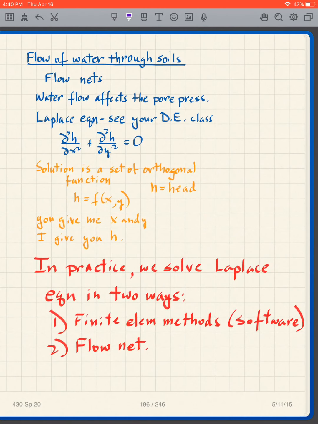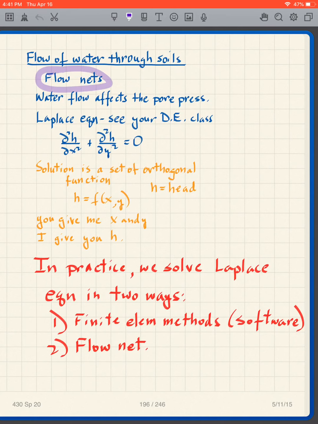Okay, we're going to start a new topic, the flow of water through soils. We're done with settlement now. Settlement is a very important topic, and that's why we spent so much time on it. But now we're moving on to water flow. And we're going to use an approach called a flow net to solve these problems.